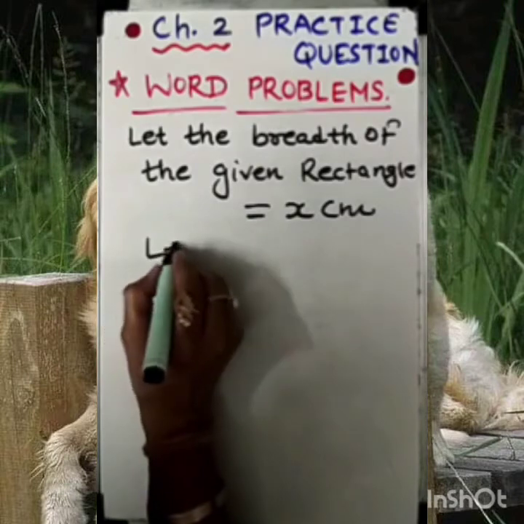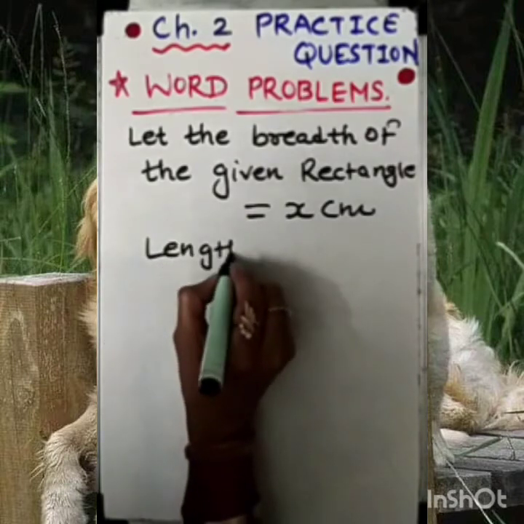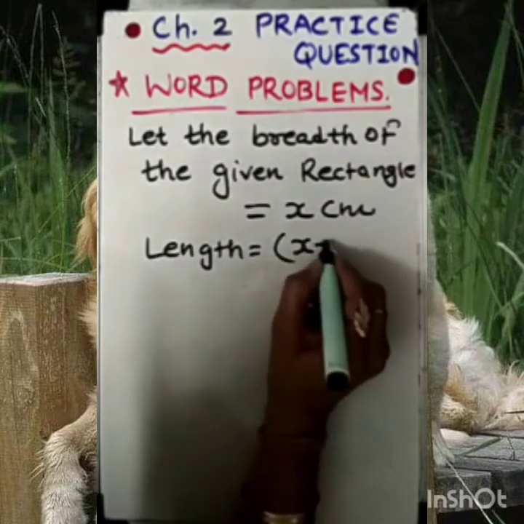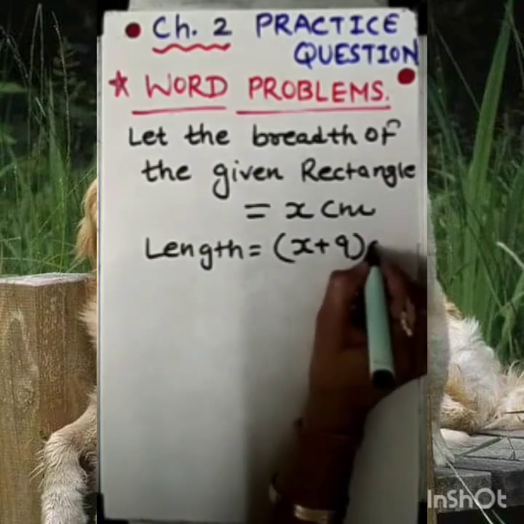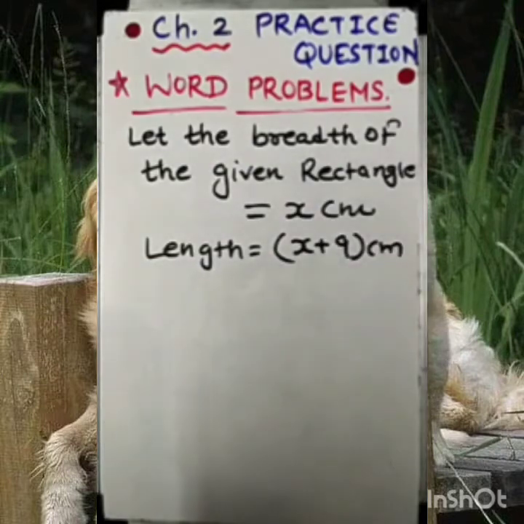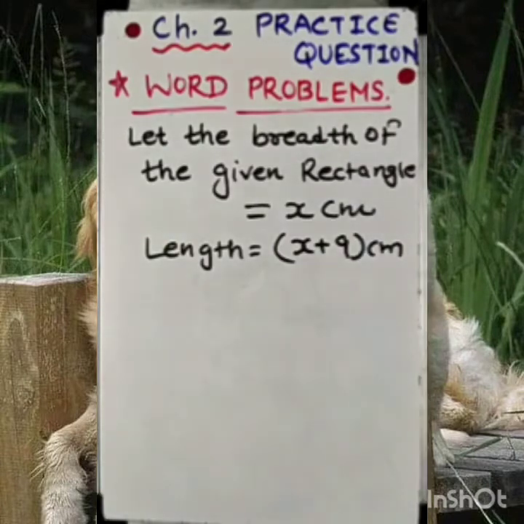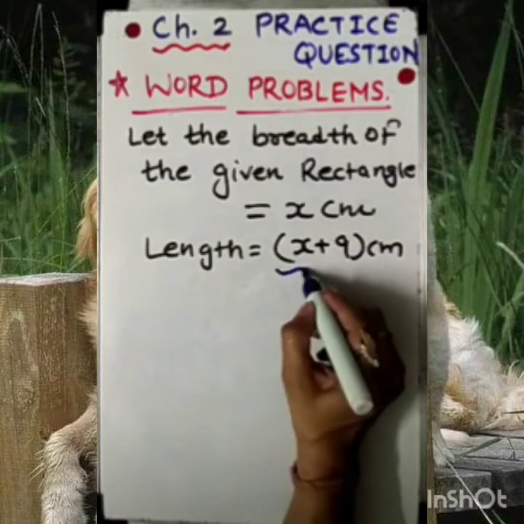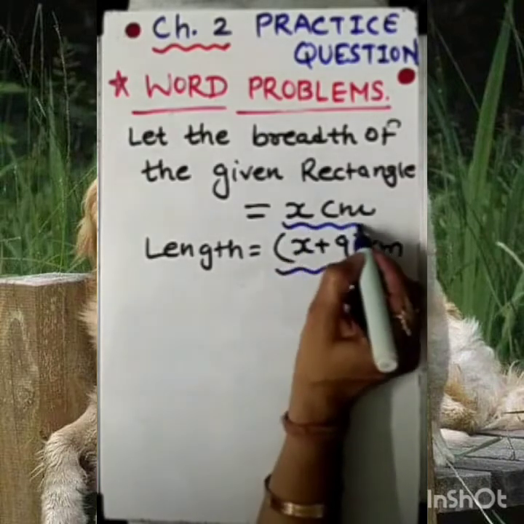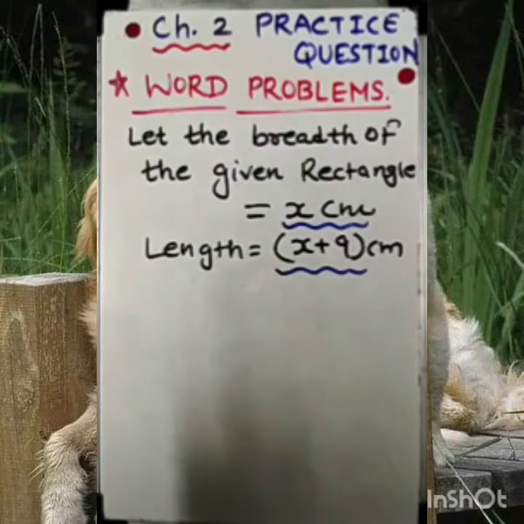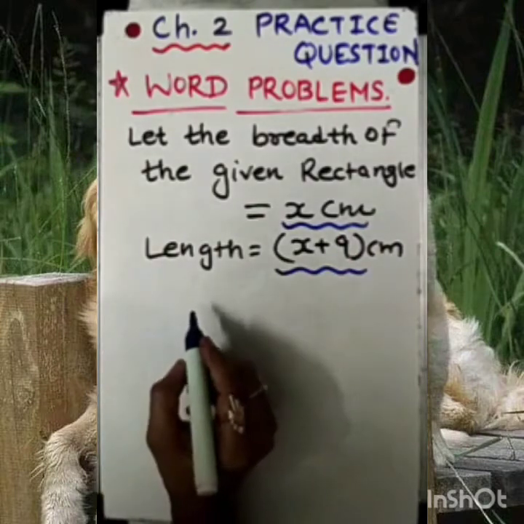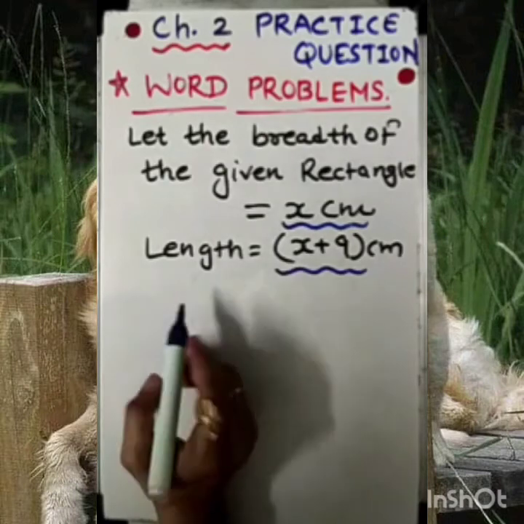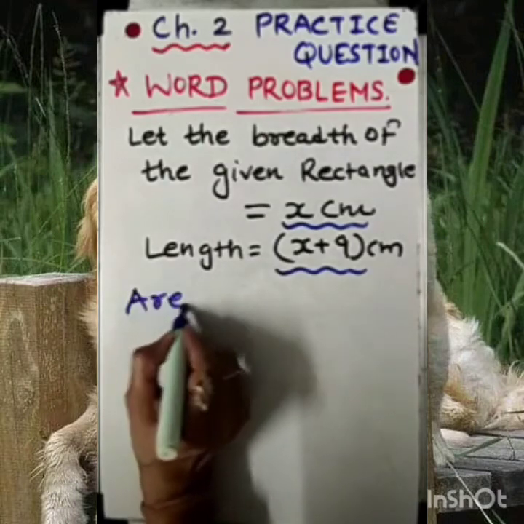So what will be the length? Of course, the length will be x plus 9 centimeters, because we are given that it exceeds its breadth by 9 centimeters. So that is becoming x plus 9. Okay. So dear student, this is x plus 9. This is x centimeters. So what do we have to do now? We are given the area. So we know the area of a rectangle.